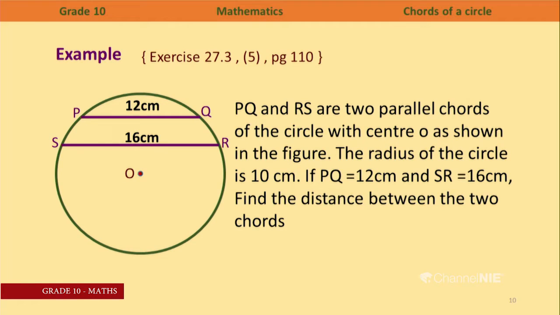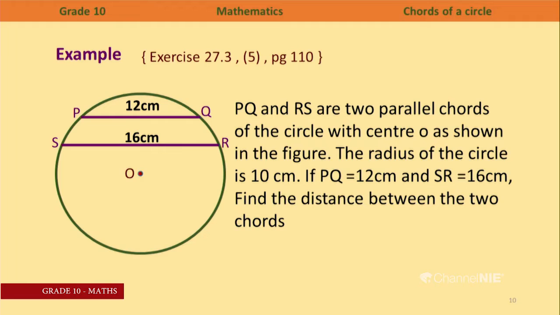PQ and RS are two parallel chords of the circle with center O as shown in the figure. So you can see the figure clearly. PQ and SR are chords, but specially these two chords are parallel. The radius of the circle is 10 centimeter. If PQ is 12 centimeter and SR is 16 centimeter, they are the chords here, okay? PQ and SR. PQ is 12 centimeter and SR is 16 centimeter.